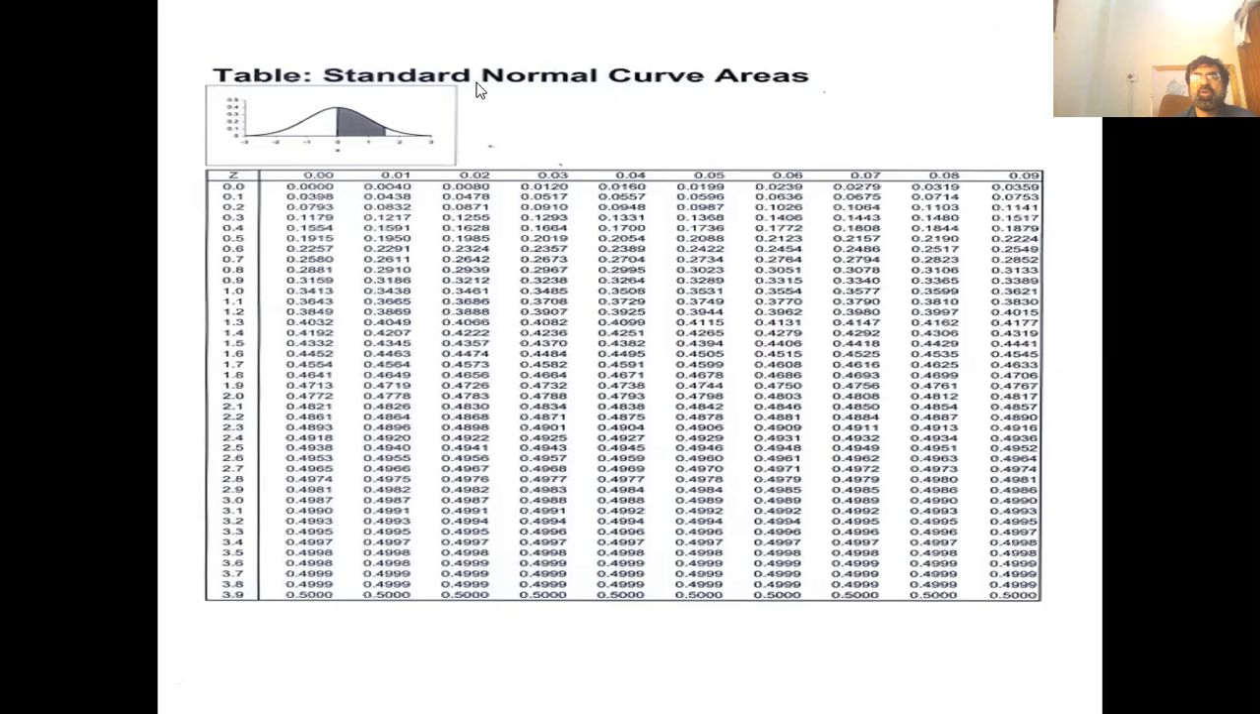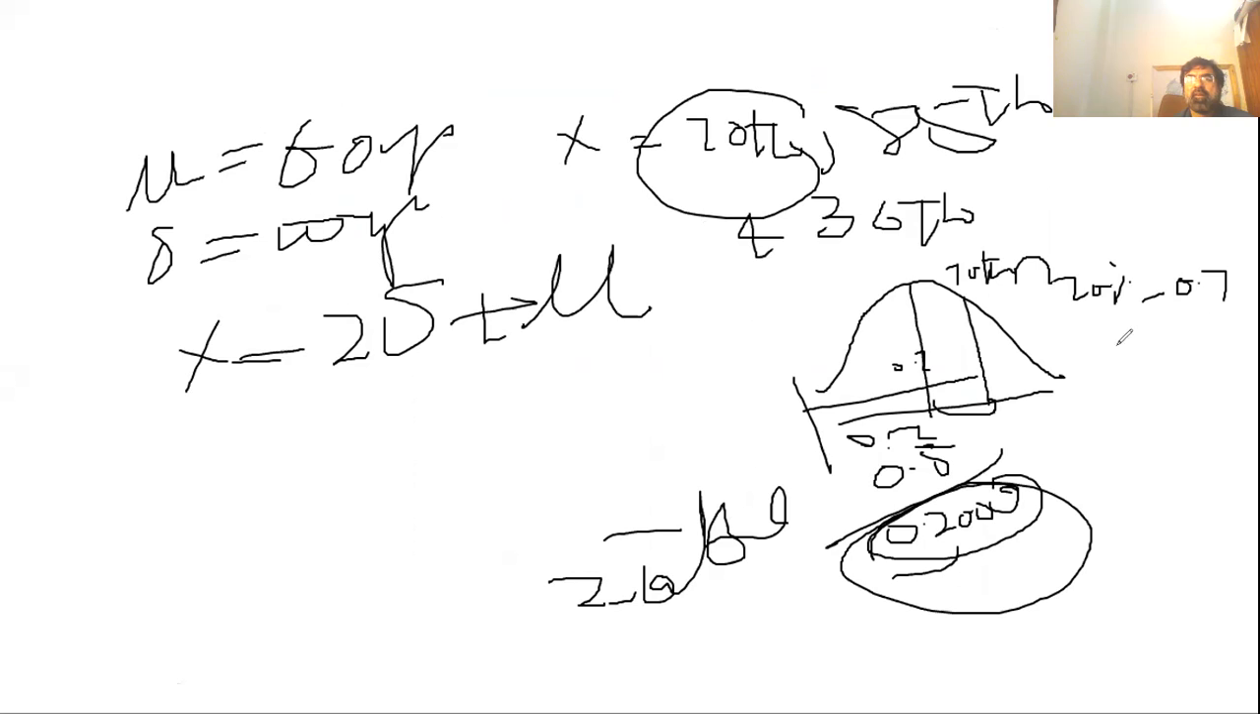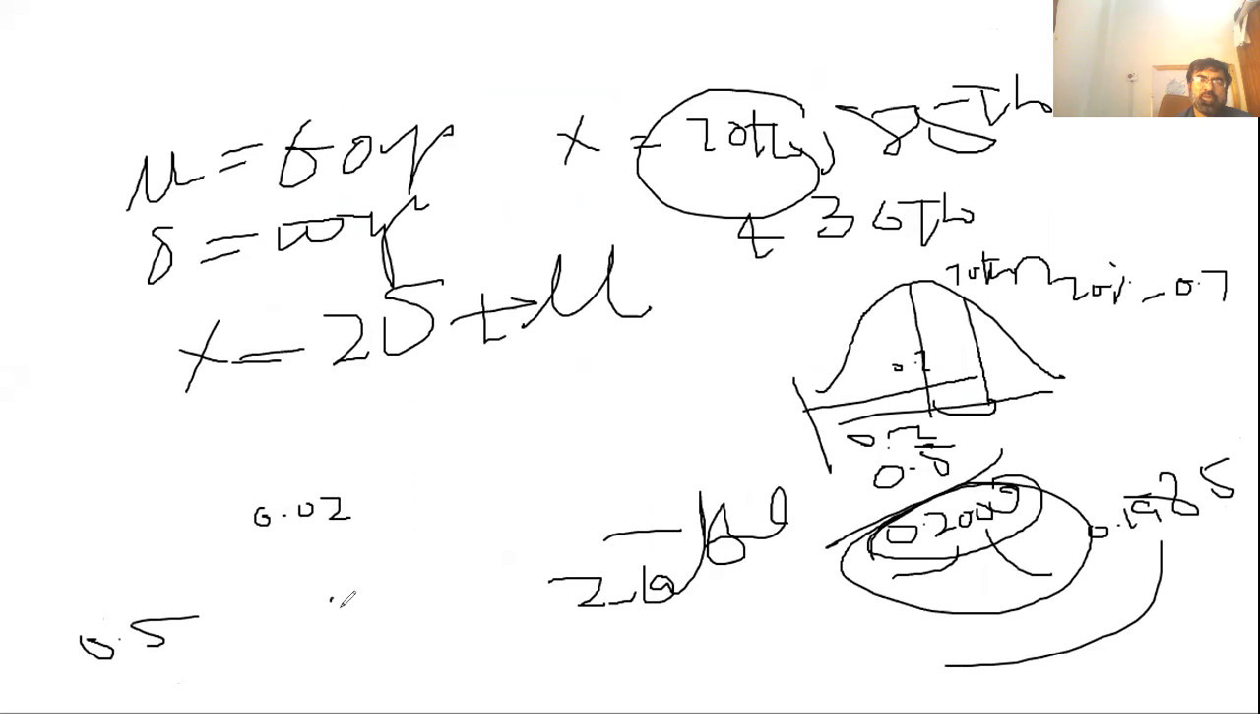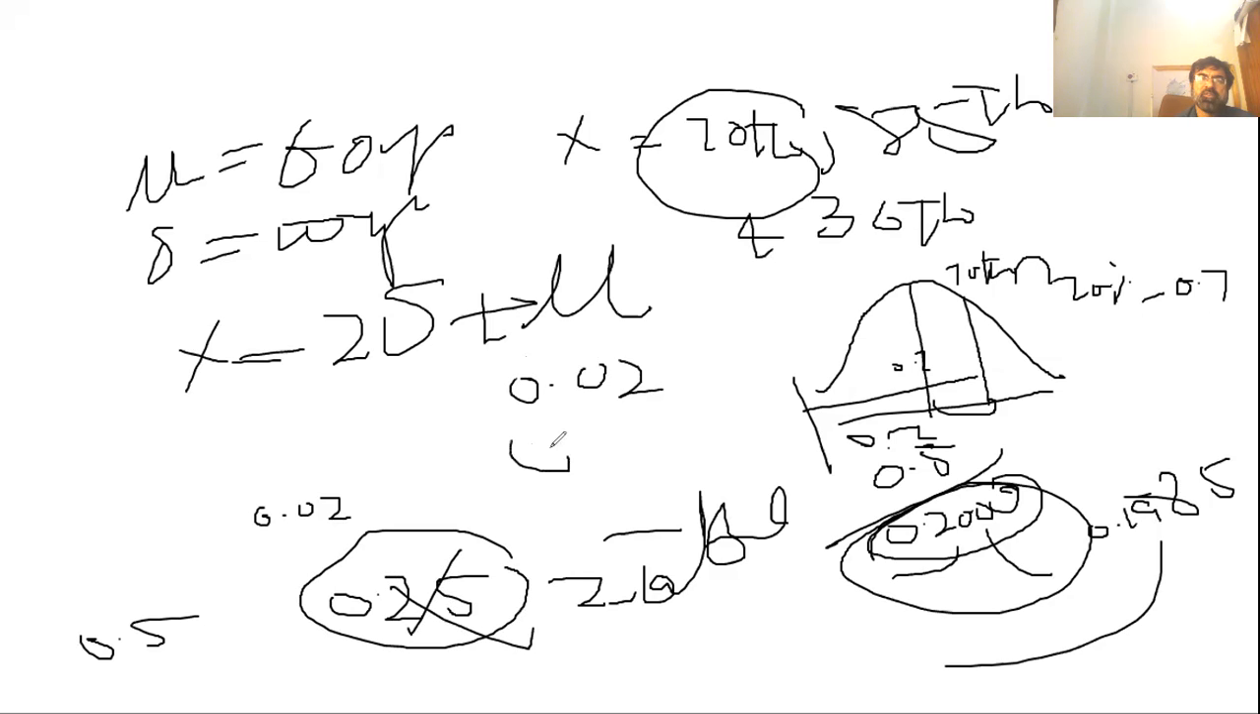Let's come back to our calculation. So this area is equal to 0.1985, and the values are 0.02, and the front value is 0.5. So 0.02 plus 0.5, that will become 0.52. This is the value of Z.